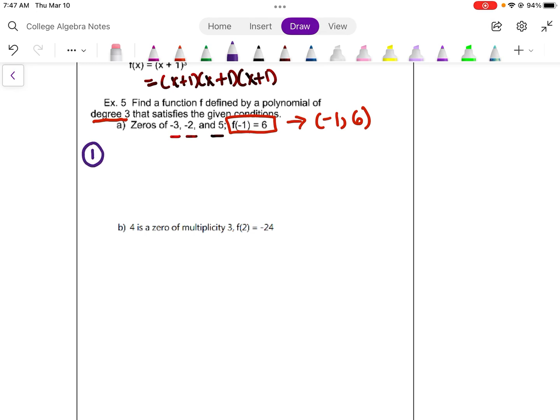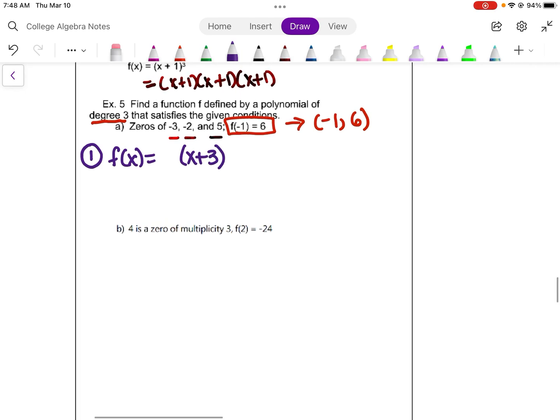Okay, the first thing you're going to do is you're going to just create a general polynomial. We're going to use x plus 3 for our 0 of negative 3, x plus 2 for our 0 of negative 2, and x minus 5 for our 0 here. Now, because this polynomial could have been stretched or shrunk, you will insert the letter a right there, and we will find that a here in just a little bit.